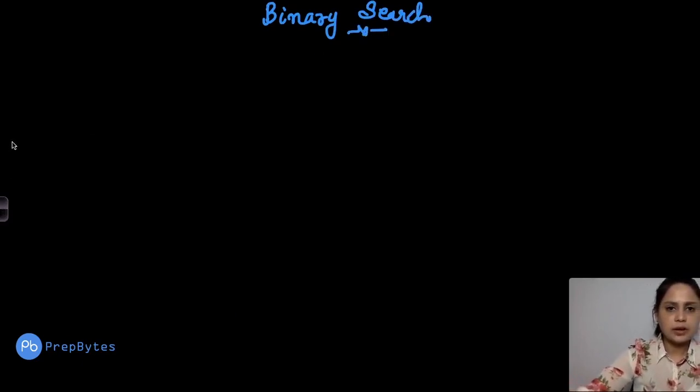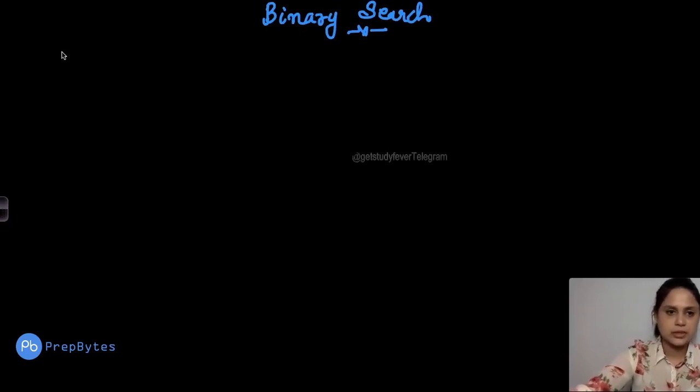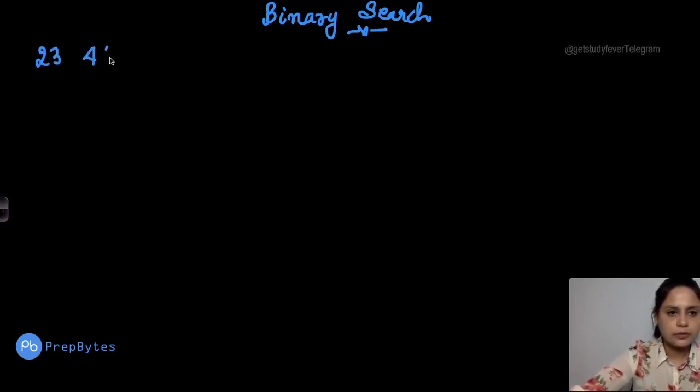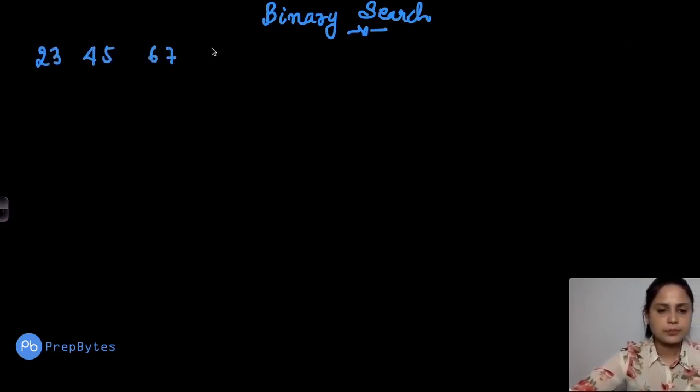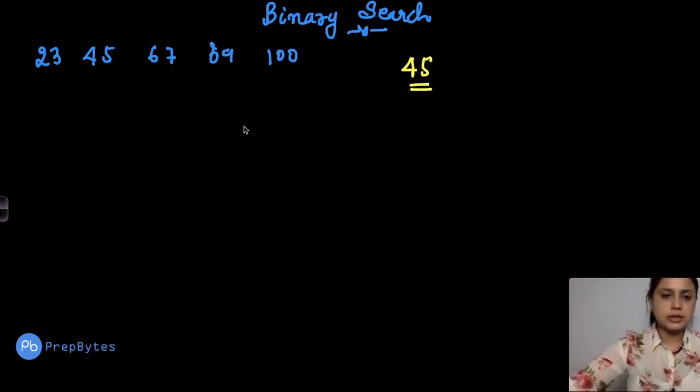Now let's say you are given an array. Again, one thing to keep in mind is that binary search algorithm just works on sorted arrays because of the concept it uses. Let's see the concept. Let's say there is an array: 23, 45, 67, 89, 100. Now let's say I have to look for 45.